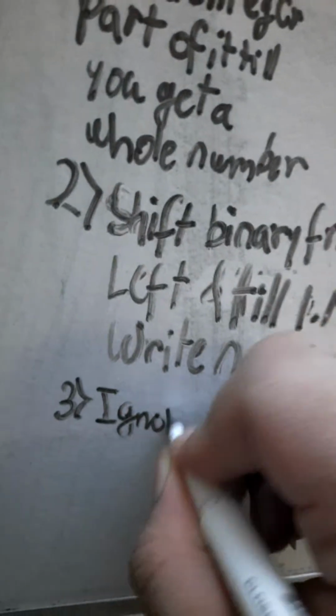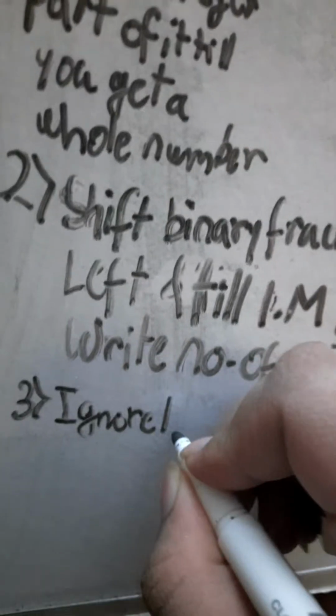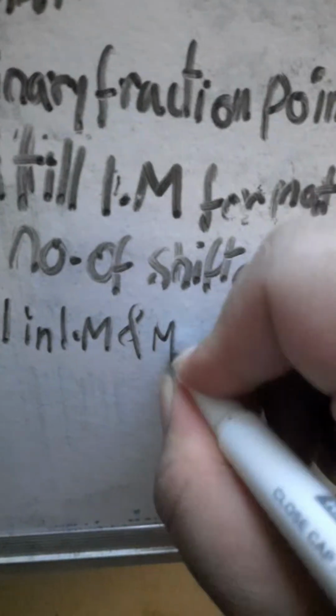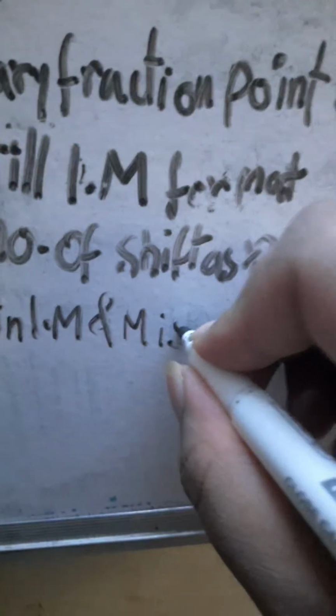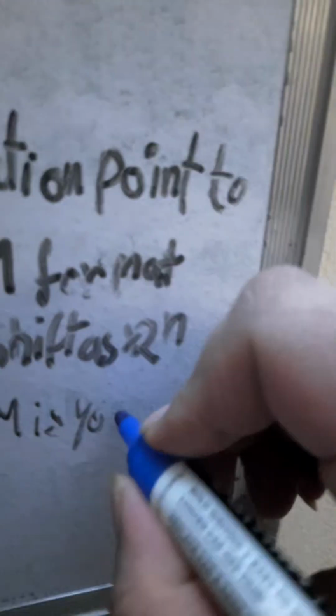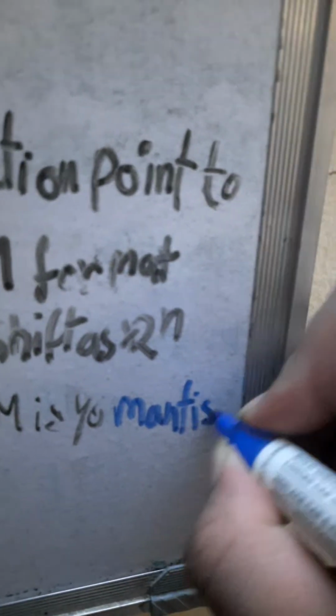So ignore 1 in 1 point M, and M is your mantissa. Sounds like mantis, praying mantis.